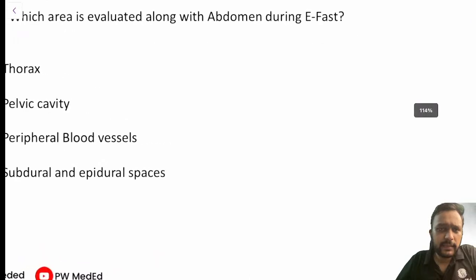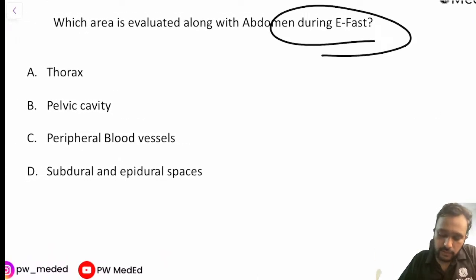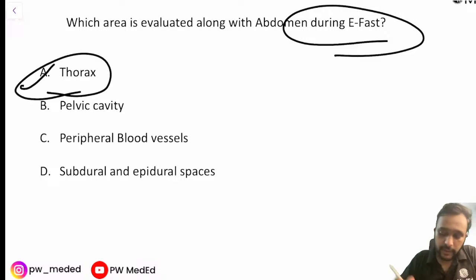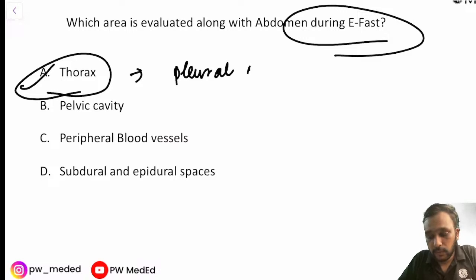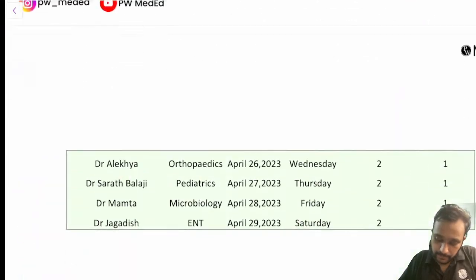So which area is evaluated along with abdomen during E-FAST? So remember that in E-FAST you are going to evaluate your thorax, to look for any pleural effusion or pneumothorax in a patient with trauma.